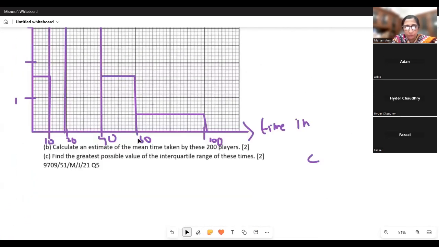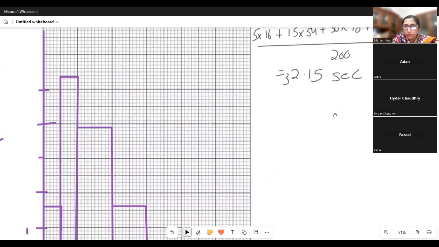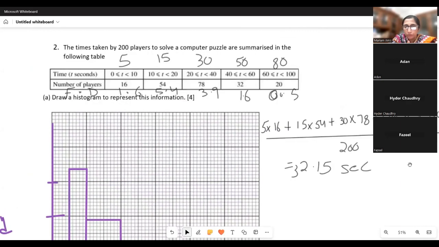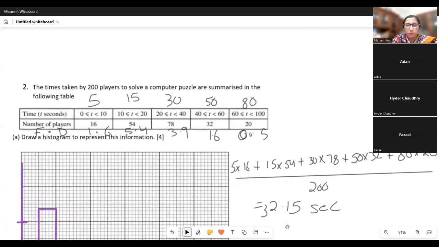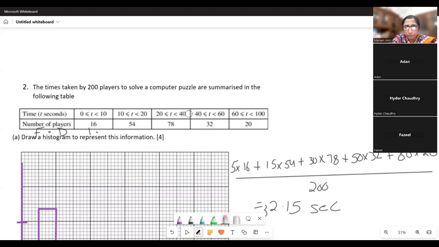Next is find the greatest possible value of the interquartile range of these times. So greatest possible value of the interquartile range. What does that mean? How do we find the interquartile range? Upper quartile minus lower quartile. And what is the upper quartile?